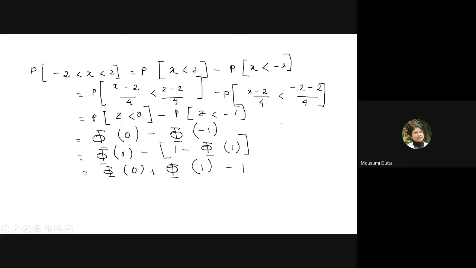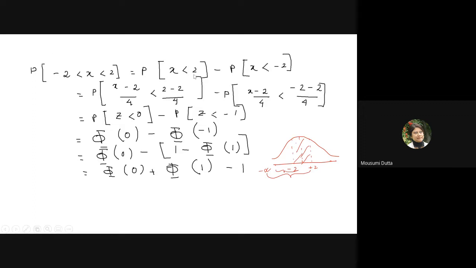So if this is a normal curve, suppose this is 2 and this is minus 2, and I'd like to find the area between these two. I consider the area from minus infinity up to plus 2, then the area from minus infinity to minus 2, and subtract the latter from the former to get the area between minus 2 and plus 2. So I'm putting the matter in this way.